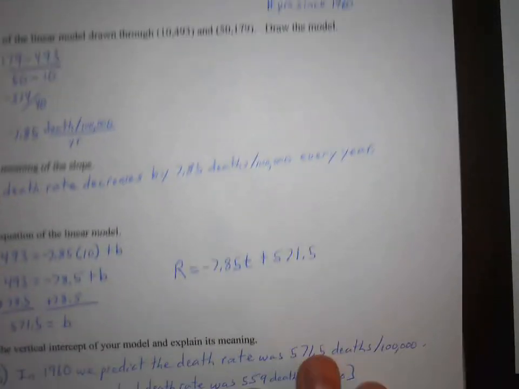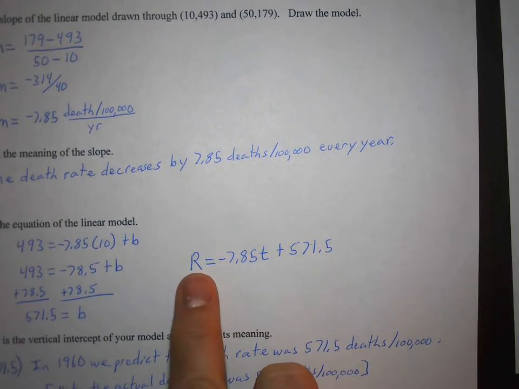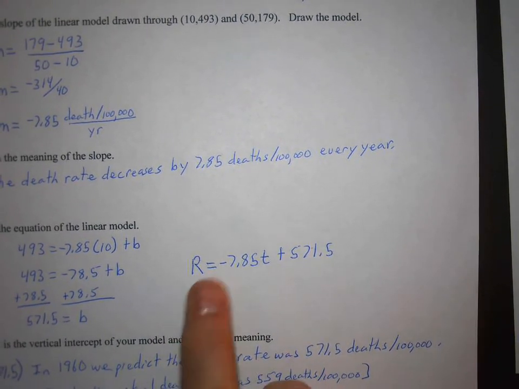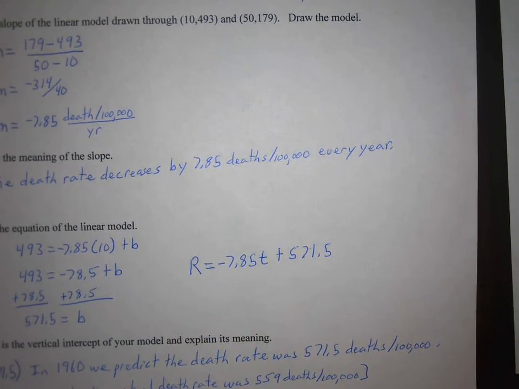Just make sure that when you write your equation, you match the variables up. In this case, t and r were the variables. So don't leave it as y equals. Change your variable to the appropriate variable.